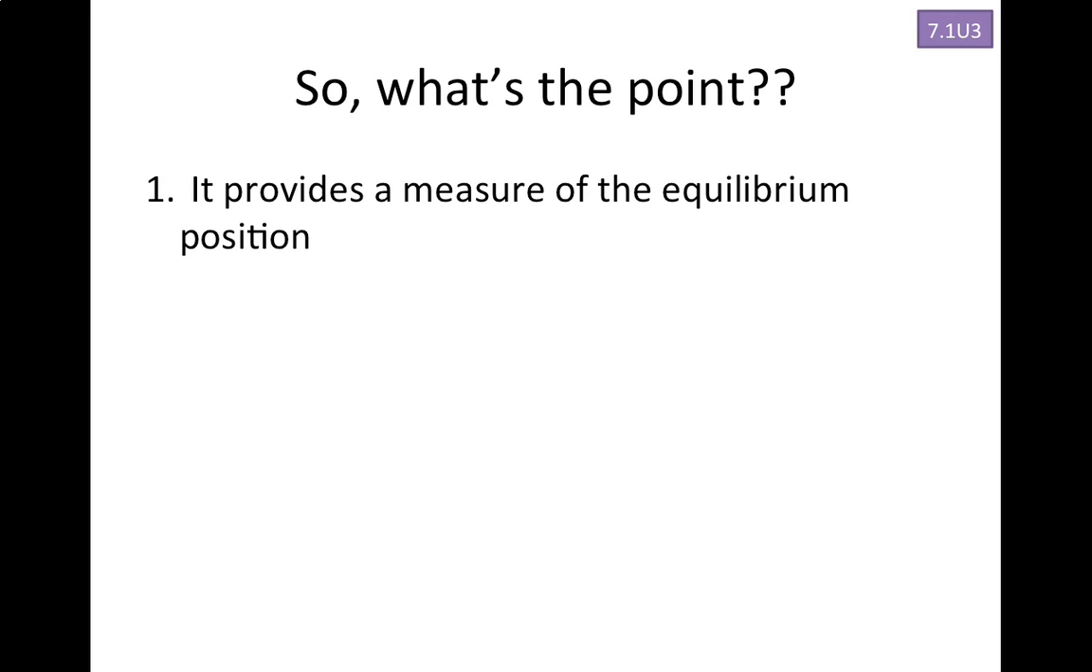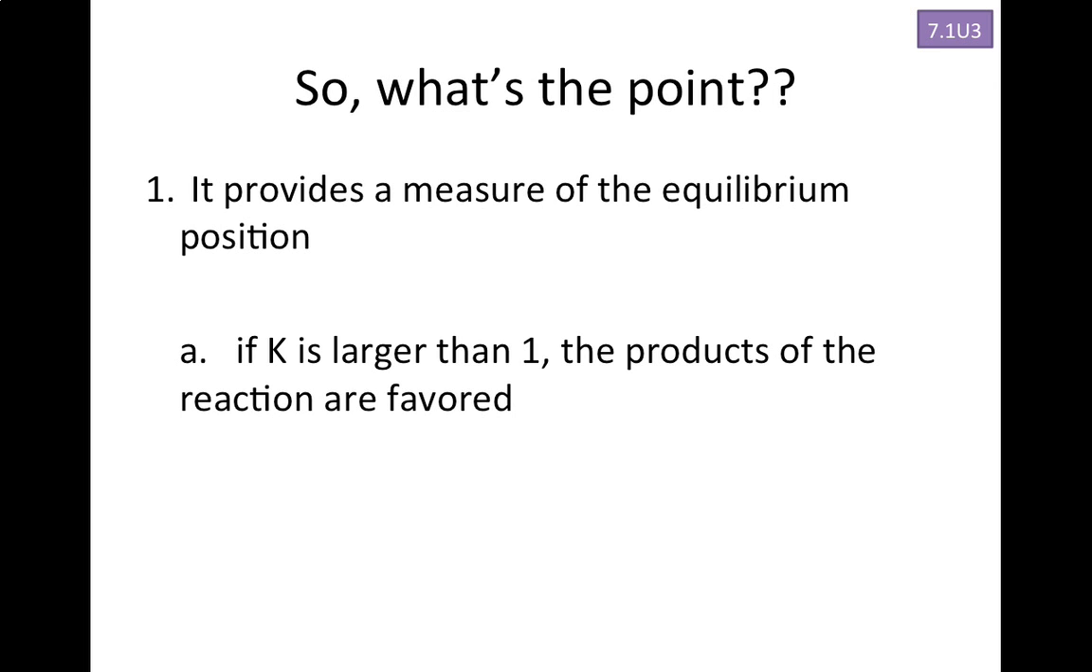So what's the point of all this? It provides a measure of the equilibrium's position. So whether I'm completely equal with both the reactants and the products, or if I'm forming more of my products at equilibrium or forming more of my reactants at equilibrium, I can tell that when I calculate my Kc value. If my K is greater than 1, we're going to see here what the reaction looks like.